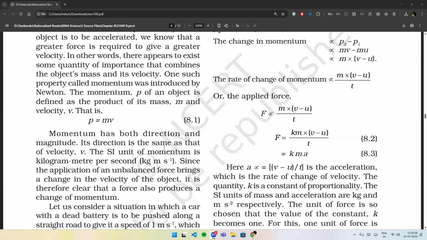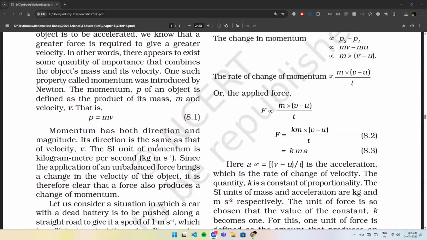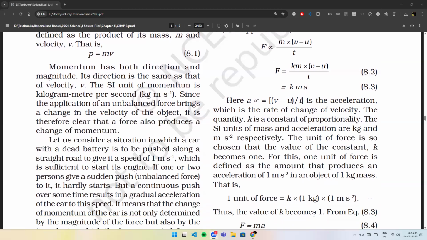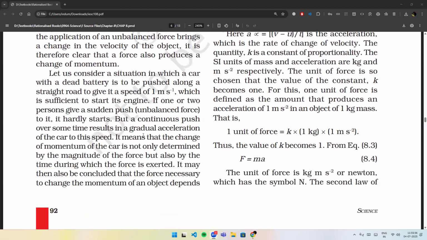That is, P is equal to mv. Momentum has both direction and magnitude. Its direction is the same as that of velocity v. The SI unit of momentum is kilogram meter per second. Since the application of an unbalanced force brings a change in the velocity of the object, it is therefore clear that a force produces a change of momentum.